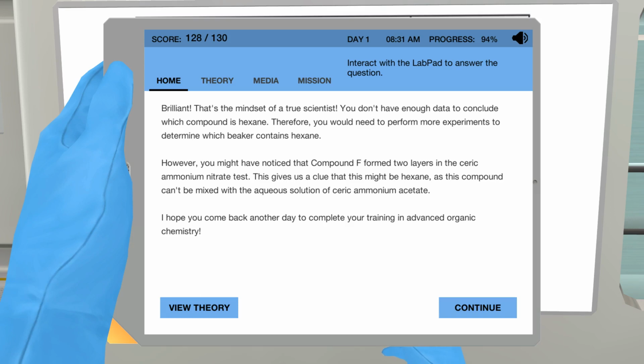However, you might have noticed that compound F formed 2 layers in the ceric ammonium nitrate test. This gives us a clue that this might be hexane, as this compound can't be mixed with the aqueous solution of ceric ammonium nitrate. I hope you come back another day to complete your training in advanced organic chemistry.